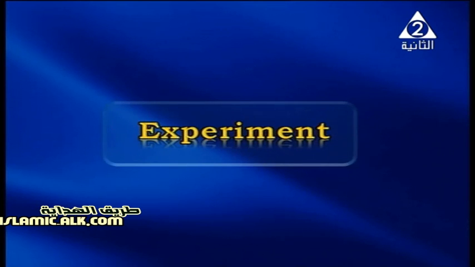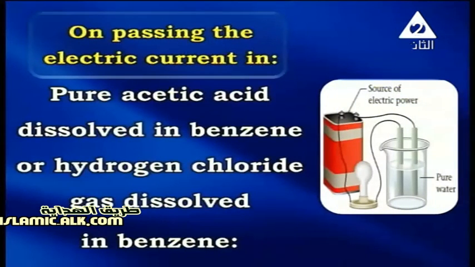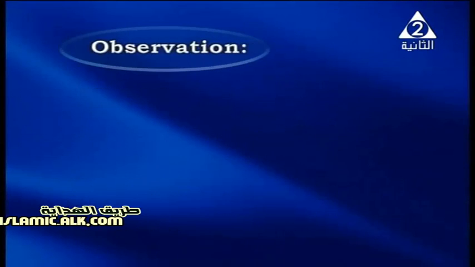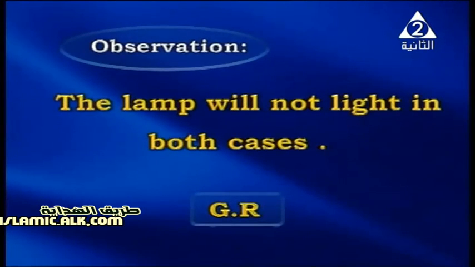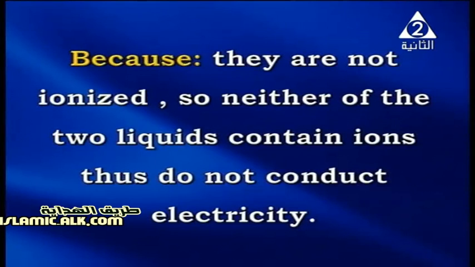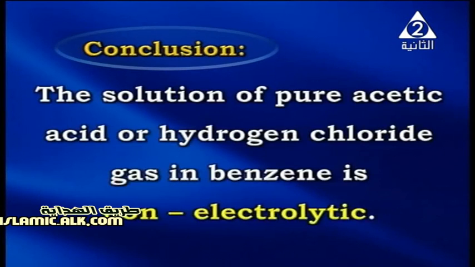My dear student, we are going to show another experiment to show the non-electrolyte solution. On passing electric current in pure acetic acid dissolved in benzene or hydrogen chloride gas dissolved in benzene, we will find that the lamp will not light in both cases. We have given reason in this point because they are not ionized, so neither of the two liquids contain ions, thus don't conduct electricity. So the conclusion for this experiment: the solution of pure acetic acid or hydrogen chloride gas in benzene is a non-electrolytic solution.